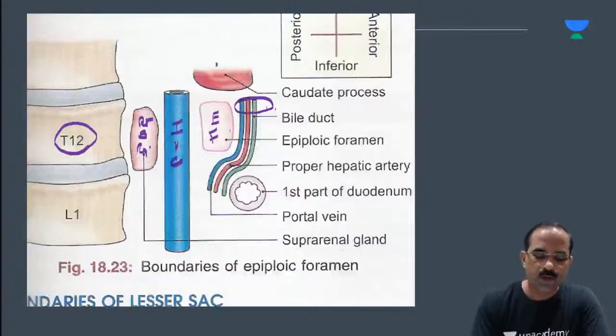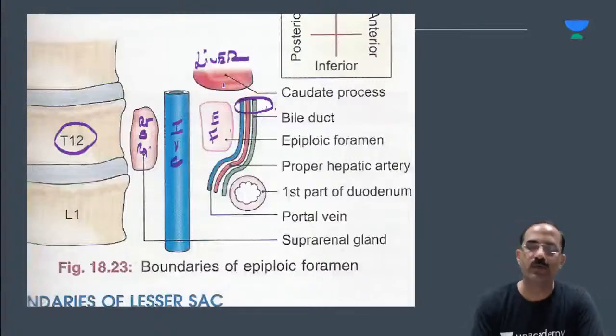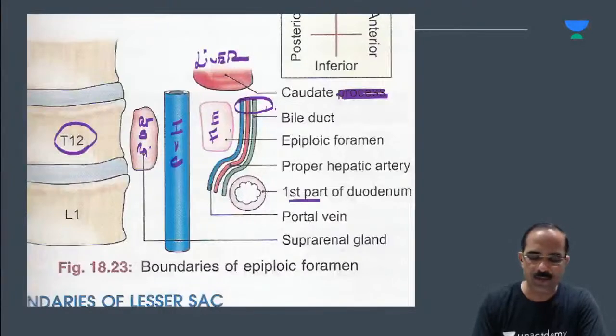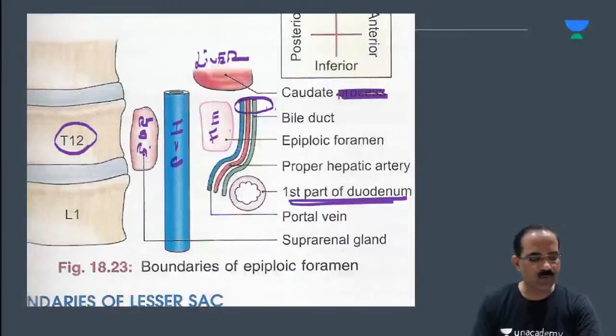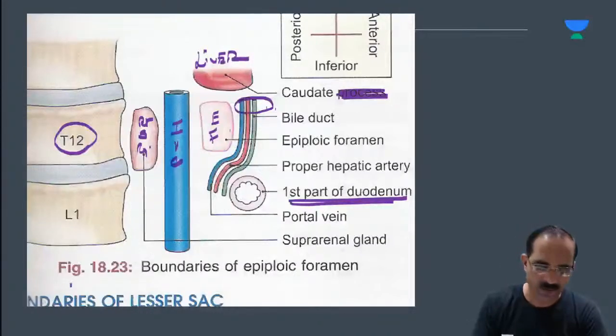Who is the superior relation? Superiorly is the liver, the caudate lobe of the liver. What is the caudate process? I'll tell you later. And inferiorly is the first part of duodenum. So extremely important. I'll just mention this for you.